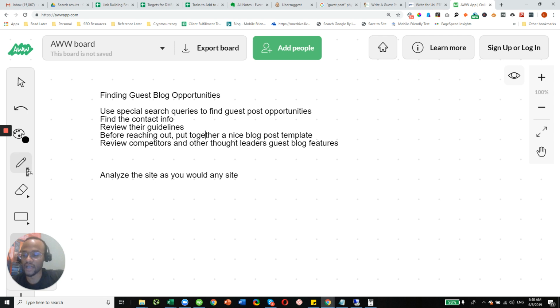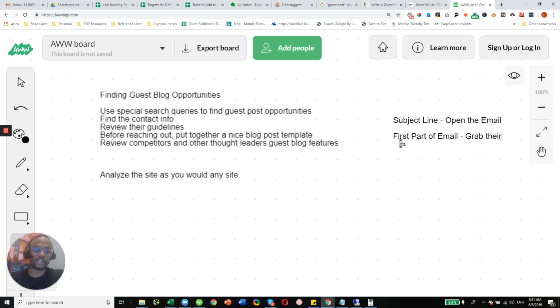So each step you want them to take. So if I just did a quick diagram here, the first thing is the subject line. Your goal there is to get them to open the email. Then I would even say your greeting, and maybe the first part of the email, you want to just grab their attention. So you already got them to open the email. You want to grab their attention.